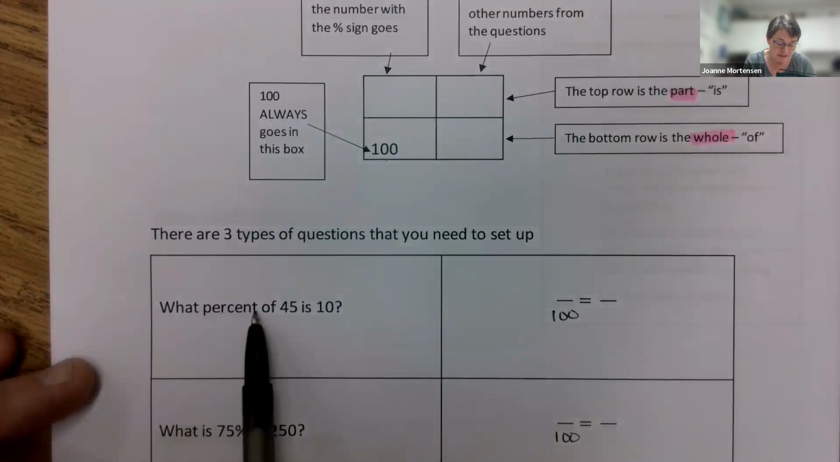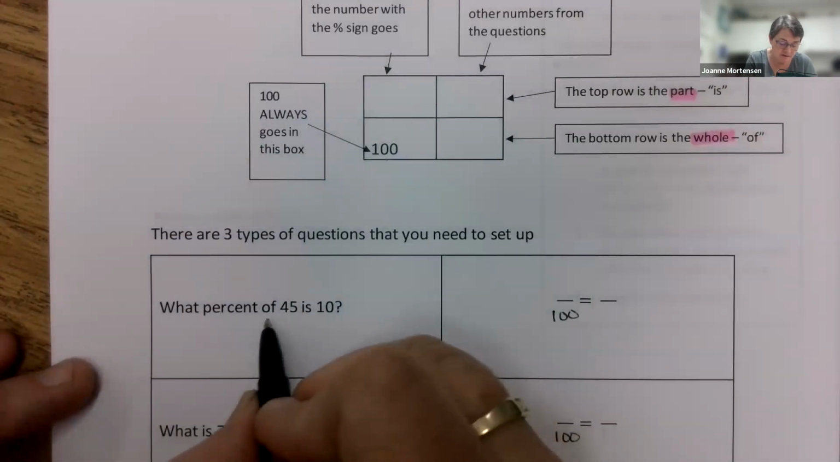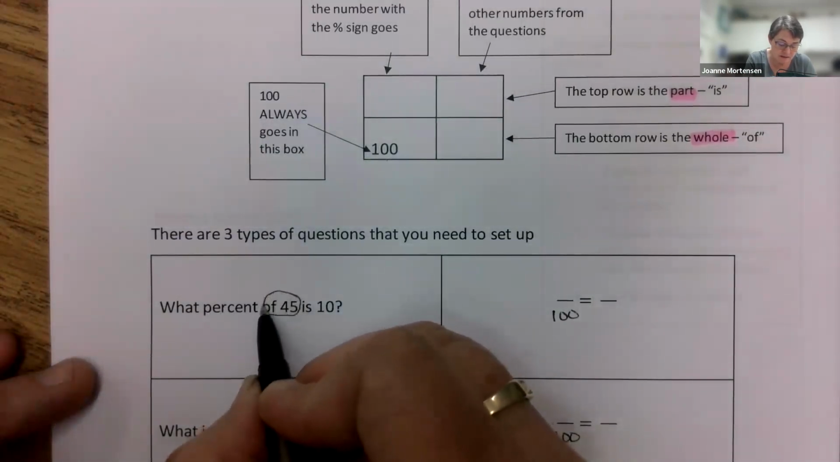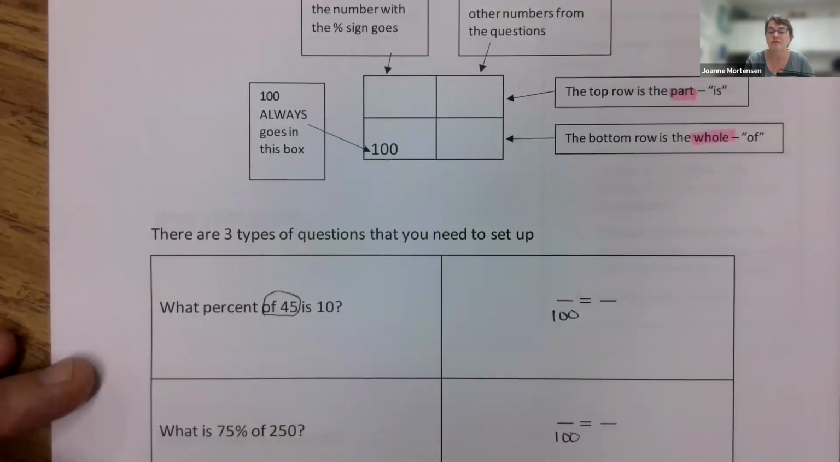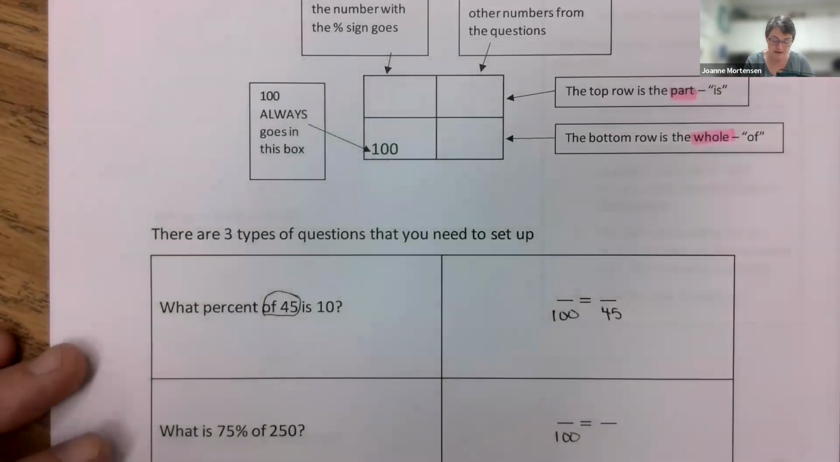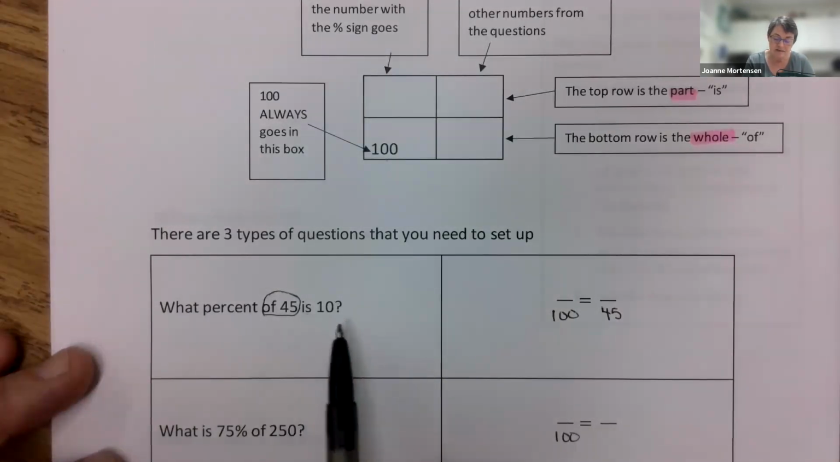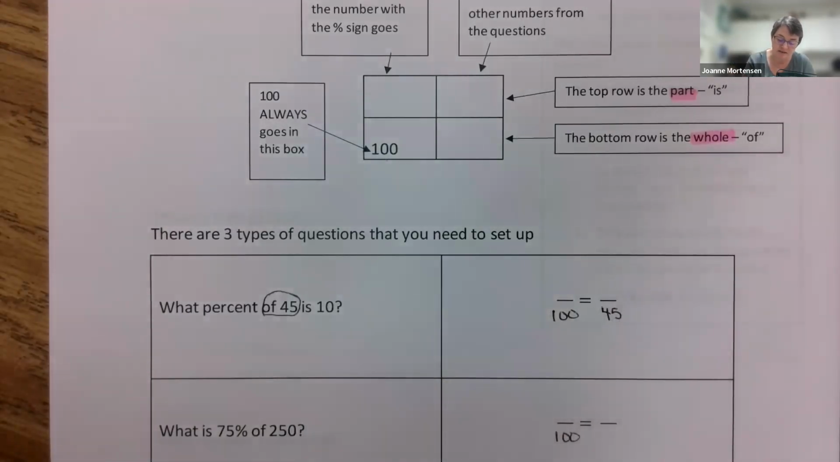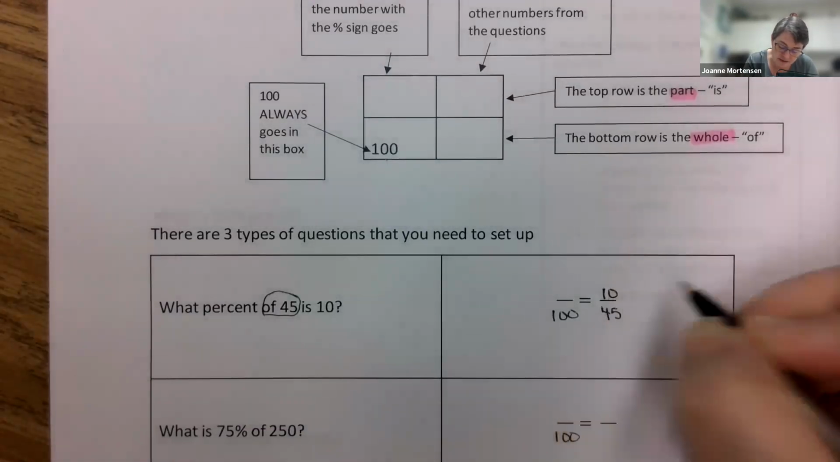Now it says, what percent of 45? So "of 45," that's the total number I have to work with. That's the whole. So 45 goes here. And it says "is 10." Well, "is" is the part I'm looking for. So 10 goes there.